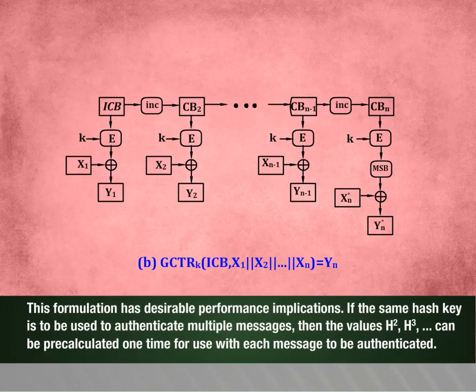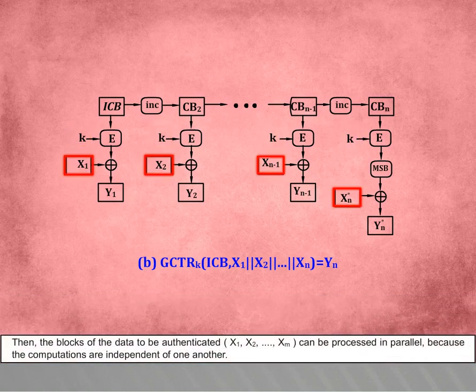This formulation has desirable performance implications. If the same hash key is to be used to authenticate multiple messages, then the values h power 2, h power 3 and so on can be pre-calculated one time for use with each message to be authenticated. Then the blocks of the data to be authenticated, x1, x2 and so on up to xm, can be processed in parallel because the computations are independent of one another.